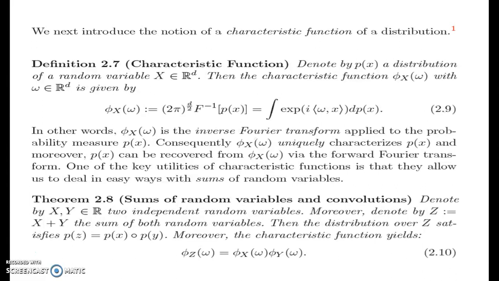We denote by x, y in R two independent random variables. Moreover, denote by z, by definition equal to x plus y, the sum of both random variables. Then the distribution over z satisfies P_z equals P_x convolved with P_y. Moreover, the characteristic function yields φ_z(w) equals φ_x(w) times φ_y(w).